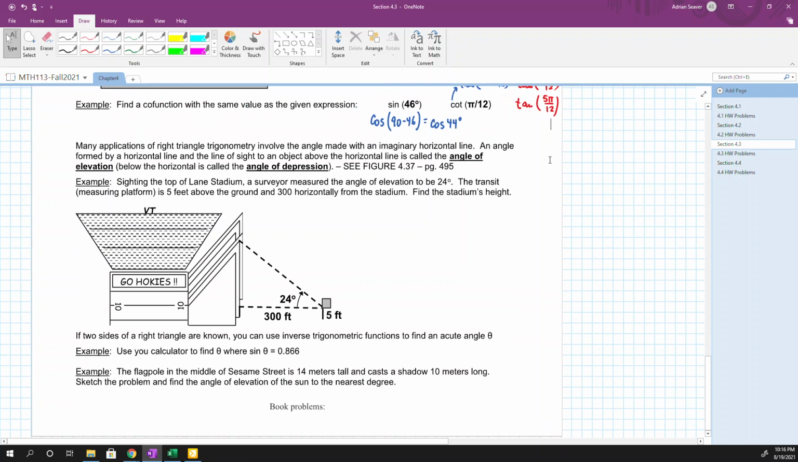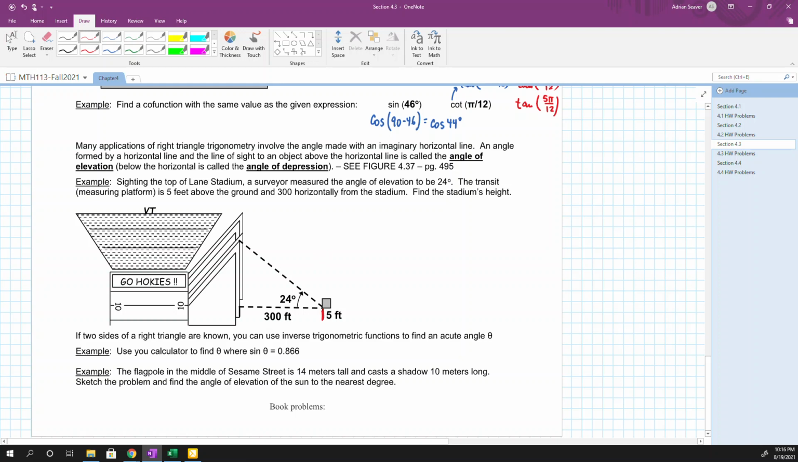It says many applications of trigonometry involve an angle made with an imaginary horizontal line. That sounds a little weird, but it's really not as bad as it seems. An angle formed by a horizontal line and your line of sight above the object is called an angle of elevation. So there's an example here, right?